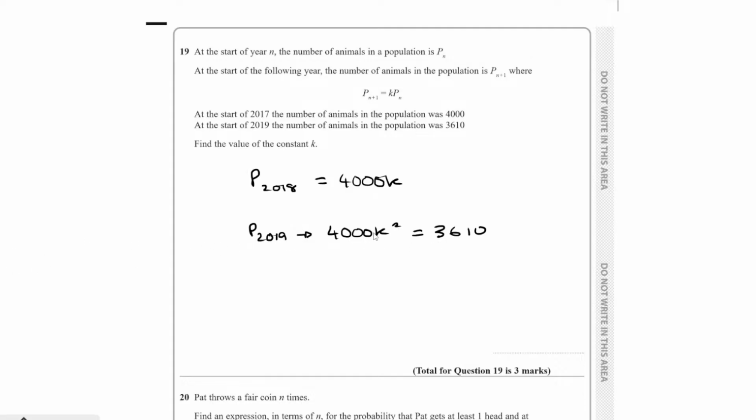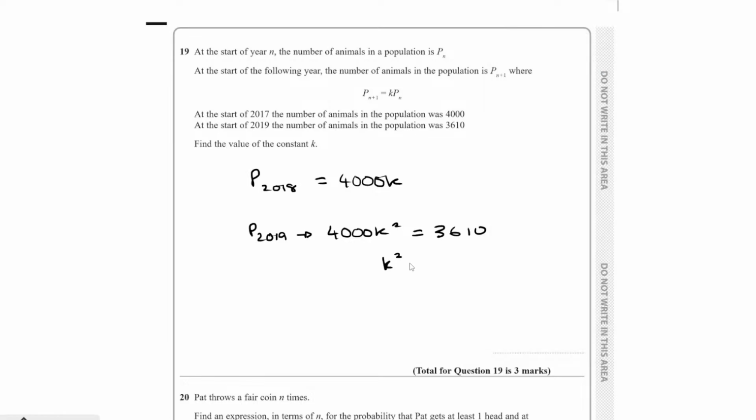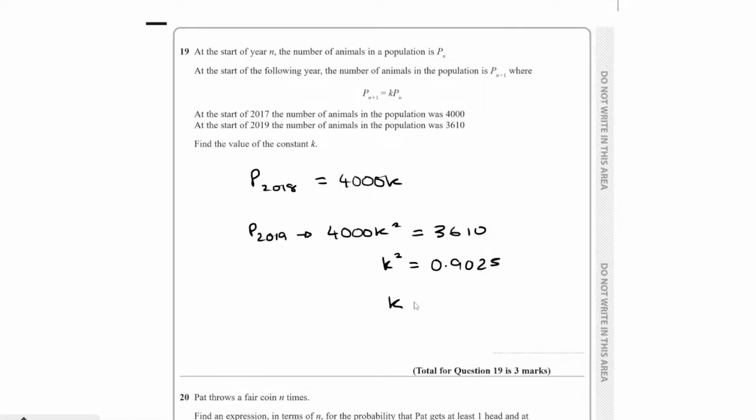A little arrow instead. You could look at that as an equation and just solve it from there. So 3,610 divided by 4,000 is 0.9025. So that's K squared though, not just K. Was that right? 9025? Yeah. And then obviously square root it, which gives you 0.95, which seems like a reasonable number, doesn't it? Seems like, yeah, that makes sense. So actually the population is technically decreasing. And as you can see, obviously it did, didn't it?